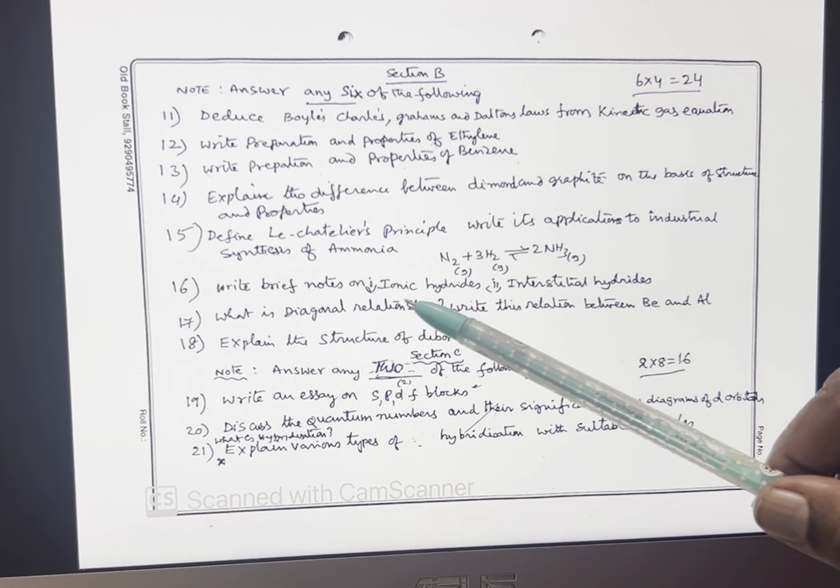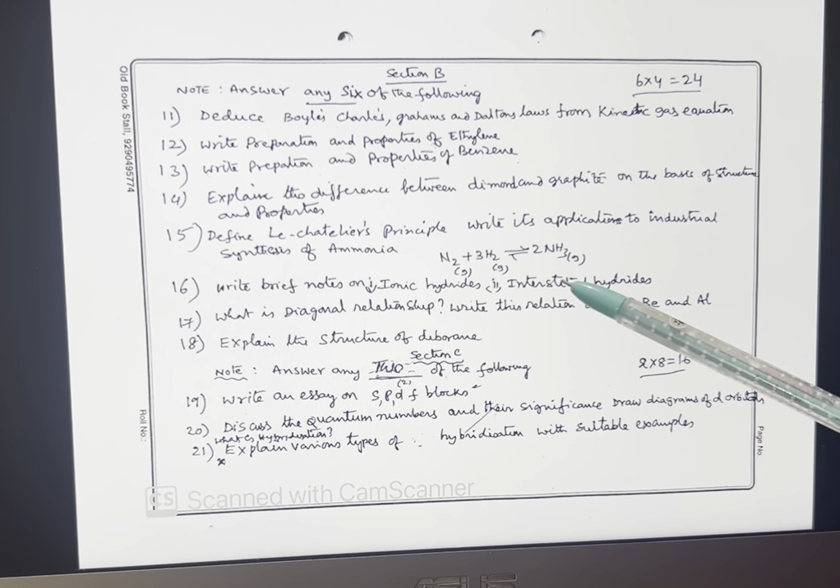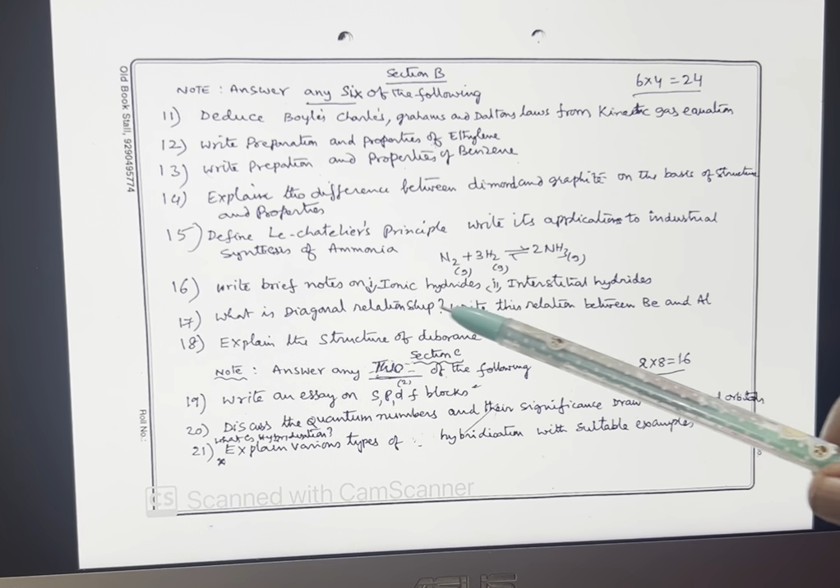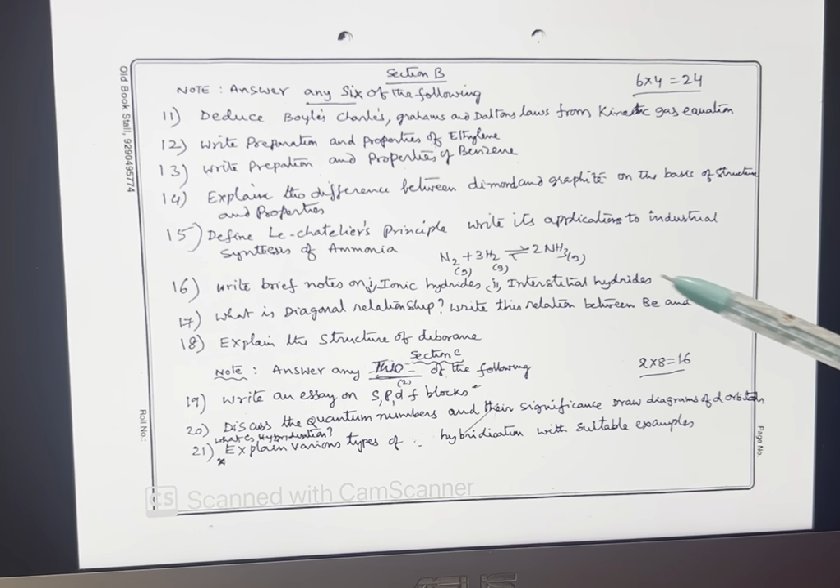Write brief notes on hydrides. This is from hydrogen and its compounds. You have to write about the ionic hydrides and interstitial hydrides.